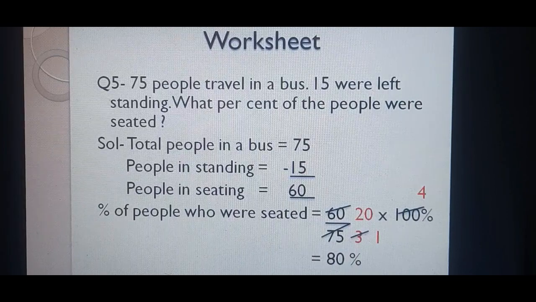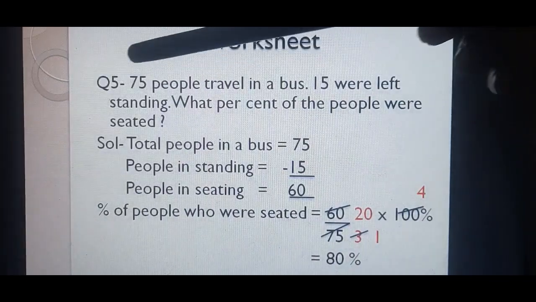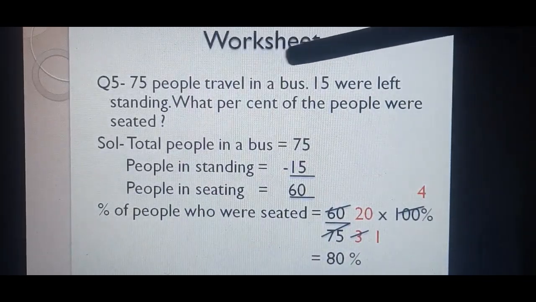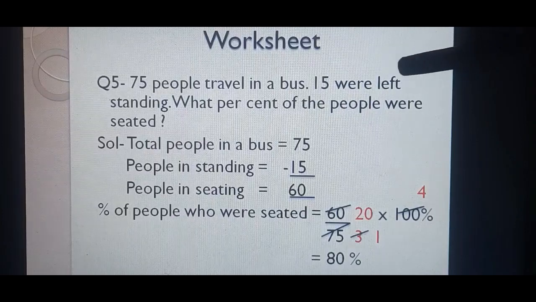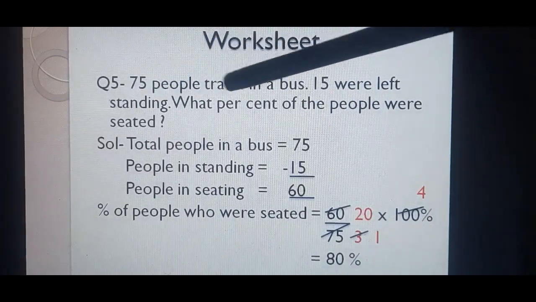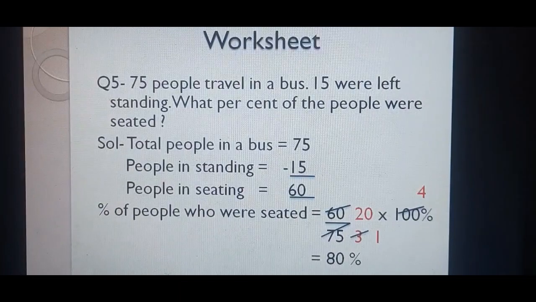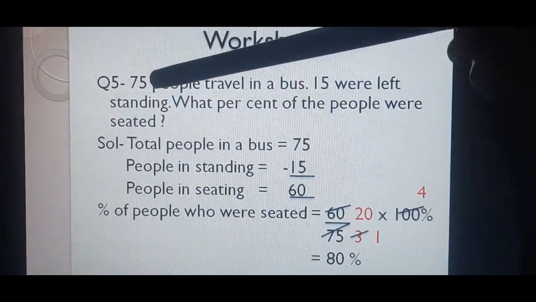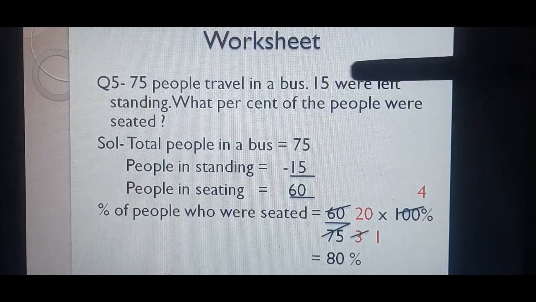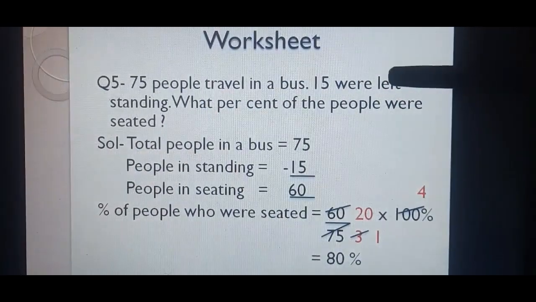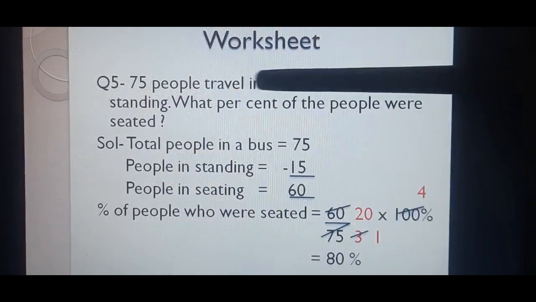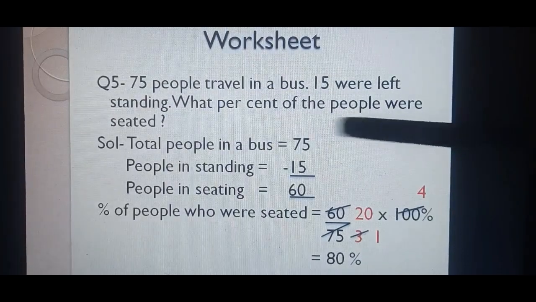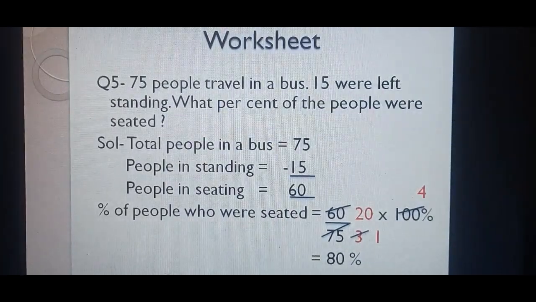Now we will do some worksheet questions. Question number 5. 75 people travel in a bus. 15 were left standing. What percent of the people were seated? एक बस में 75 people travel कर रहे थे, जिसमें से 15 were left standing. 15 लोग खड़े थे. What percent of people were seated? कितने लोग बैठे थे? Understood?